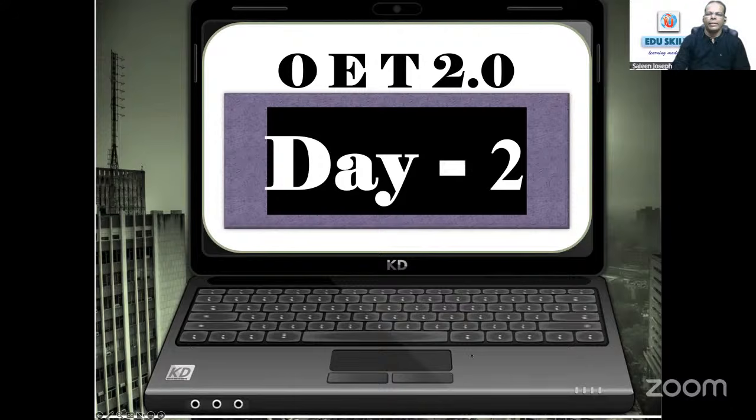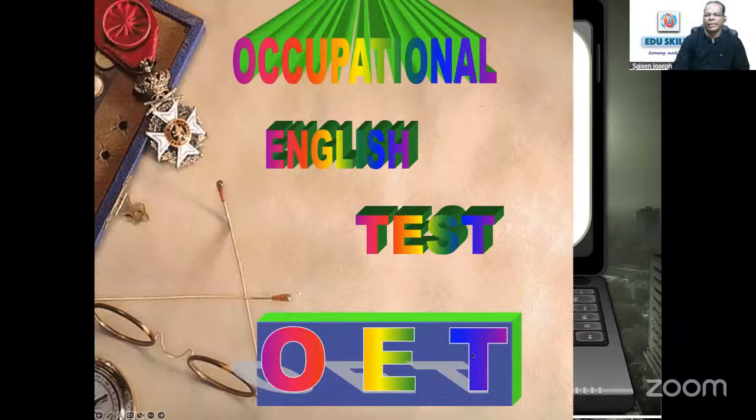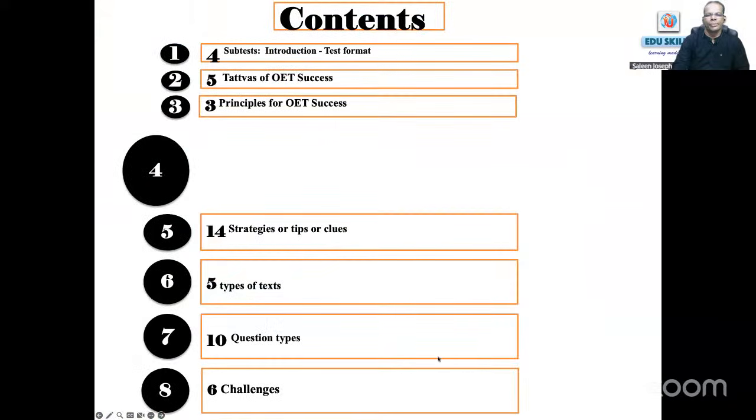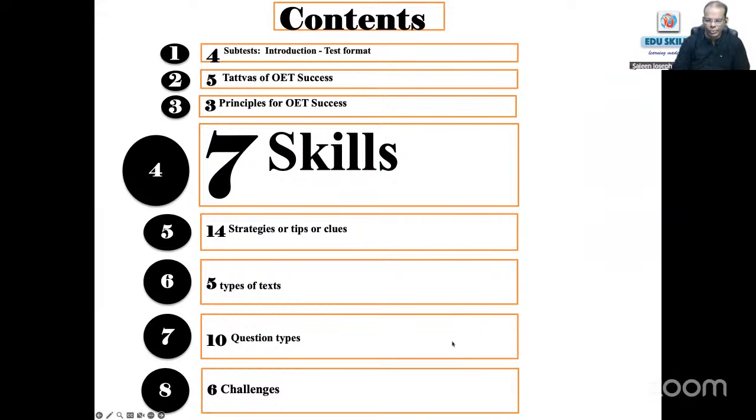Okay, OET 2.0, day 2. We are in the introduction part, OET skills. As we have seen previously, we have seen all these about 10 skills we are going to look into. And this is the 7th skill that we'll be looking into. Today, we'll be just going into the first skill among the 7 skills. So whatever you have taken screenshots of or noted down, you can connect with it.